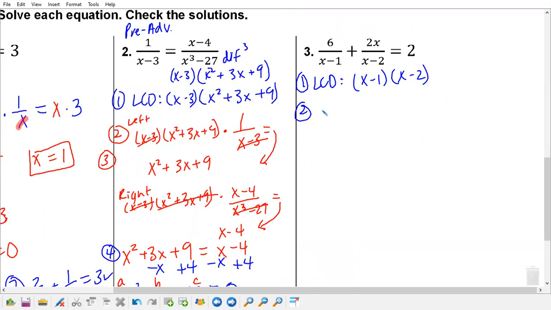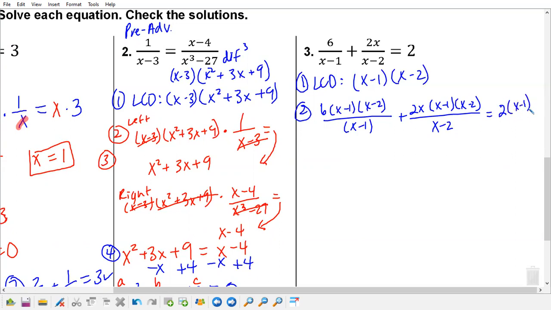So I have, I'm going to try to write it all in one. 6 times x minus 1 times x minus 2 over x minus 1, plus 2x times x minus 1 times x minus 2 over x minus 2, equals 2 times x minus 1, x minus 2. I made it. In your notes, I did stack. I wrote it vertically. I thought I could squeeze it here horizontally.